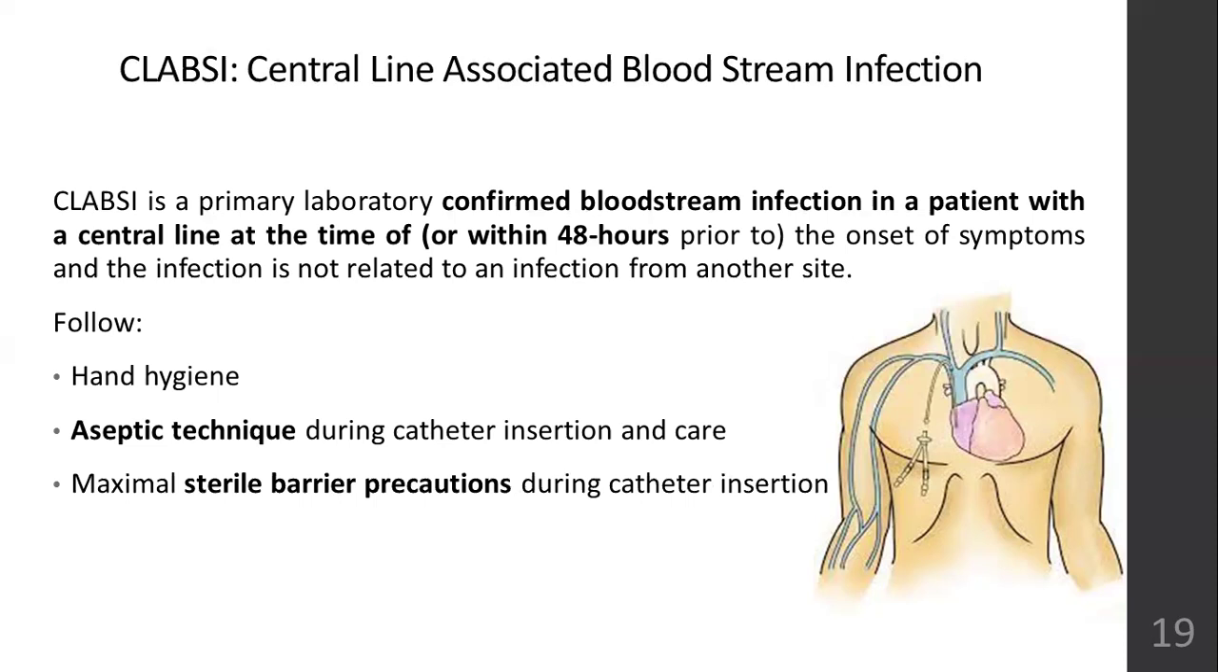Maximize the sterile barrier precaution during catheter insertion. Okay, that is for the healthcare worker as well, not just for the patient. The healthcare worker also has to put on the personal protective equipment before catheter insertion. Strictly follow catheter site dressing regimens, every 3 days, every 72 hours, once a week, based on what type of dressing you have used for central line.